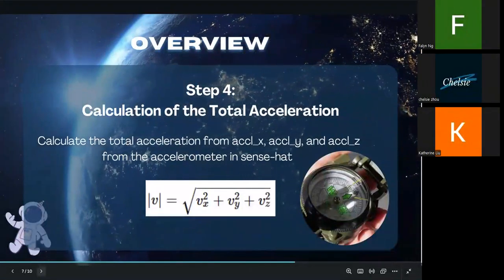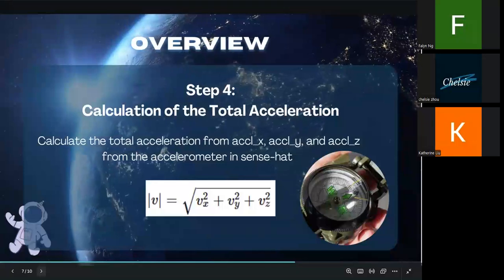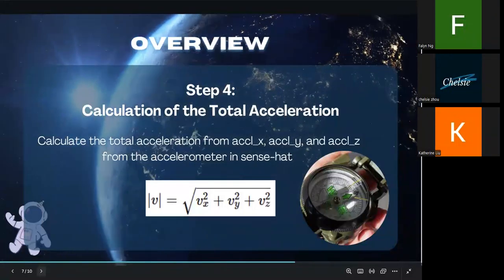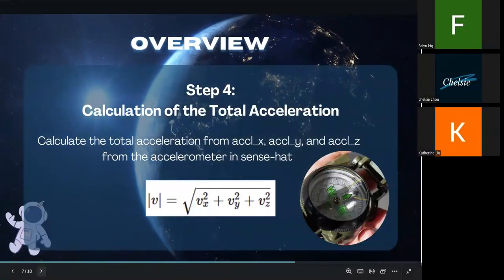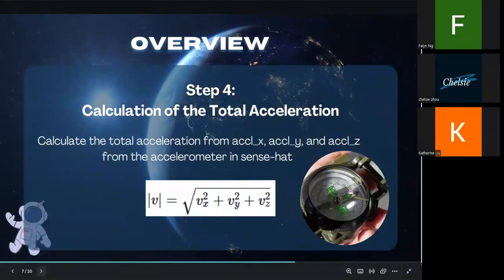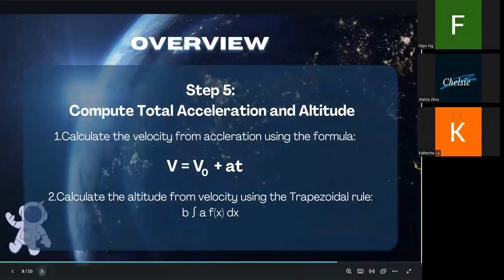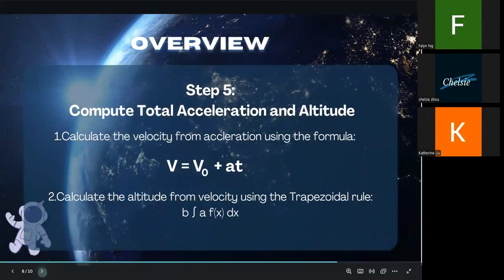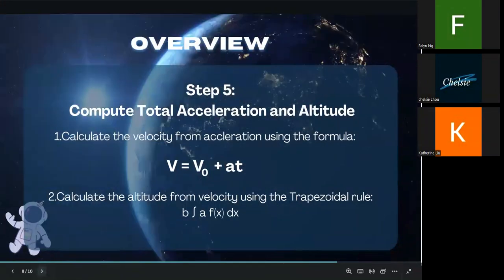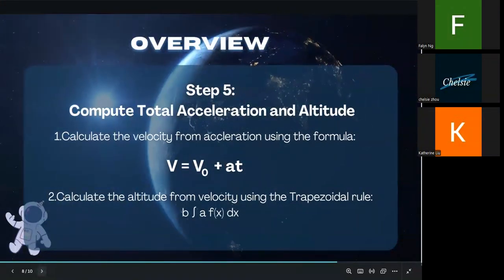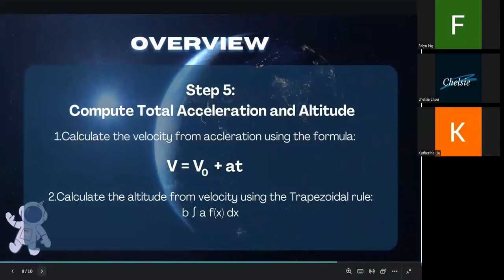Then, to calculate the total acceleration, which is about the distance, we will multiply Vx, Vy, and Vz of the accelerometer. Now to compute total acceleration using this formula, which you can see on the PPT, then we can calculate the altitude from the velocity using the trapezoidal rule, which is also shown.